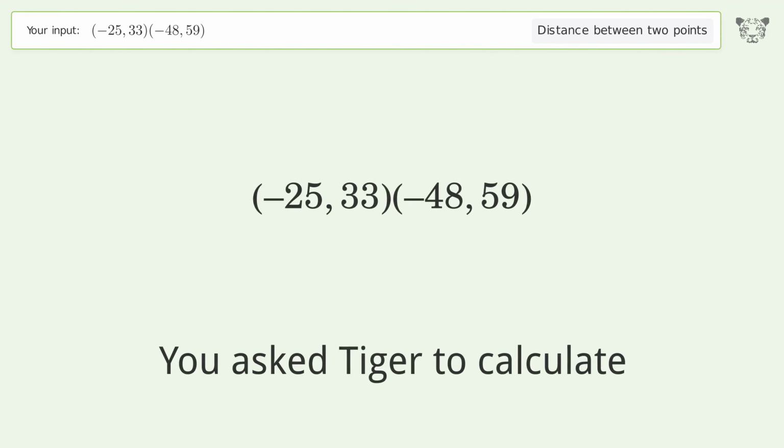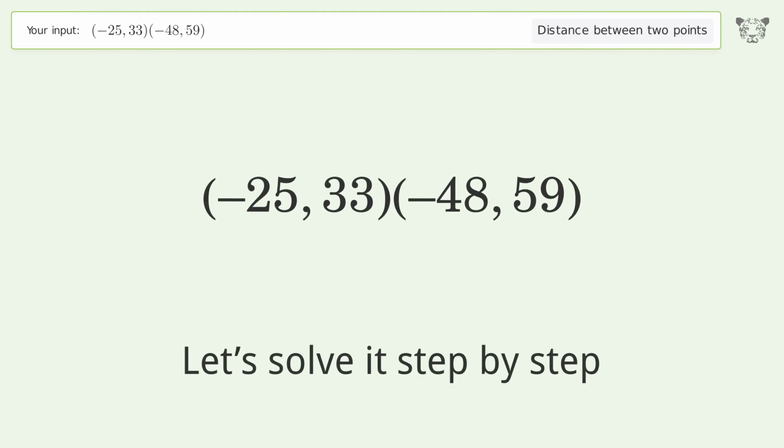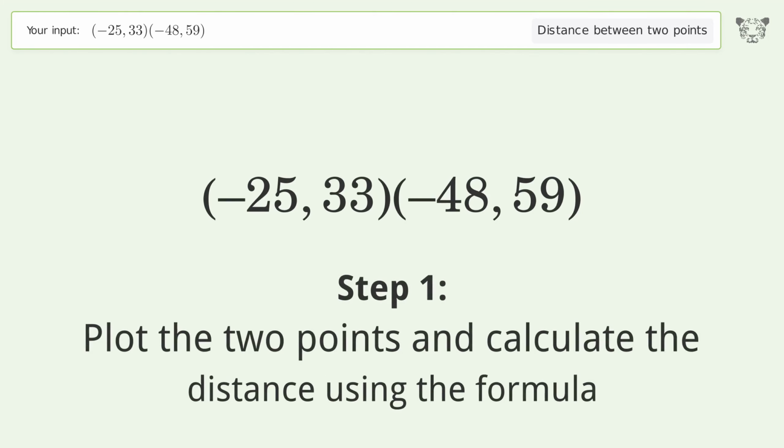You ask Tiger to calculate. This deals with the distance between 2 points. The distance between the 2 points is the square root of 1205, or 34.713. Let's solve it step by step. Plot the 2 points and calculate the distance using the formula.